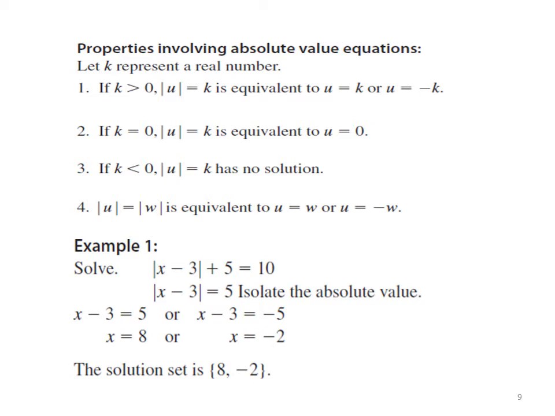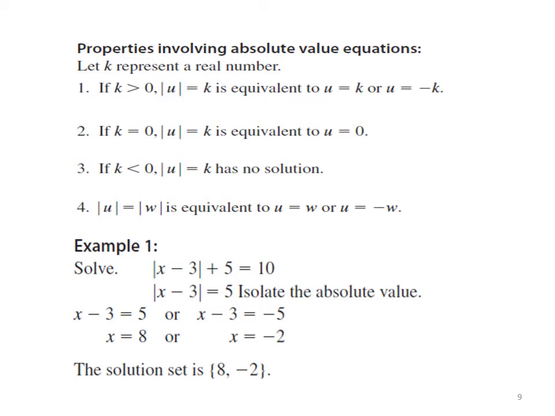What happens if k is equal to 0? Then the equation, the absolute value of u equal k, has one solution. It is equivalent to u equal to 0. The third possibility, if k is negative, then the equation, the absolute value of u equal k, has no solution. And this should be clear because the absolute value is always greater than or equal to 0. So the equation, the absolute value of u equal k, where k is a negative number, has no solution.